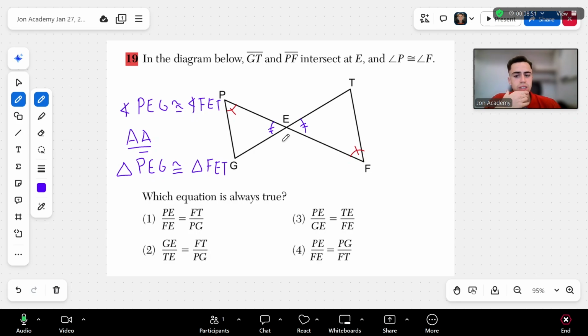Perfect. So now that we know both are similar, what happens? We have to check in which of them this holds, no? So E is always E.